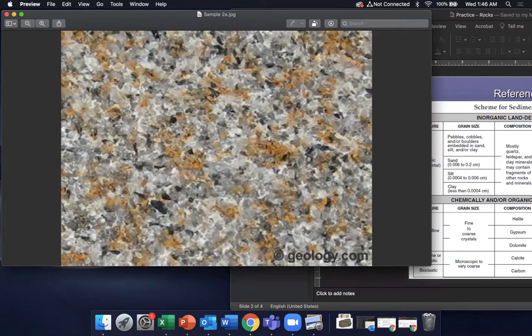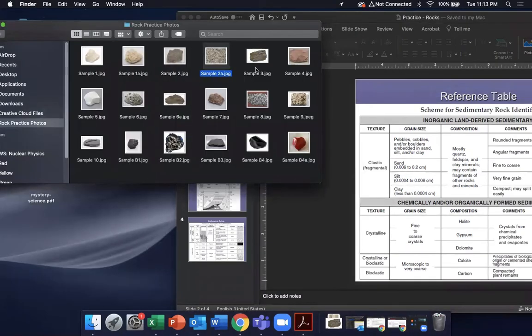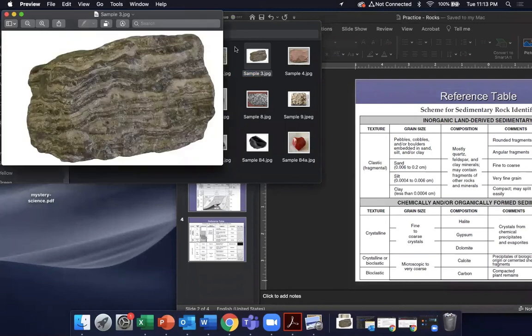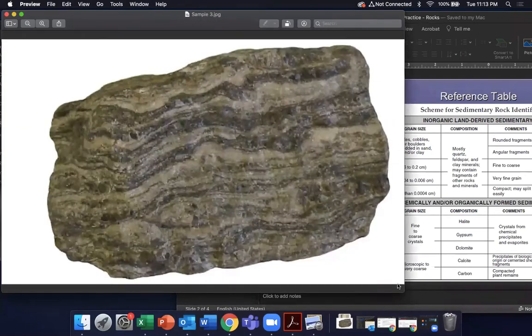And we will move on to our next mineral or rock. We're up to sample 3 now. And this one's pretty stinking obvious, I hope you'll see. So let's take a quick look at that.